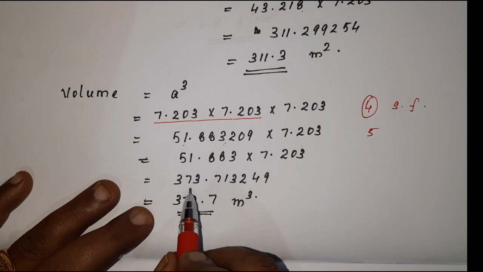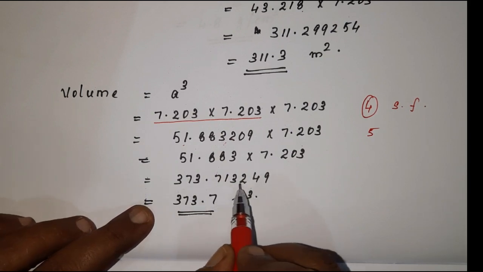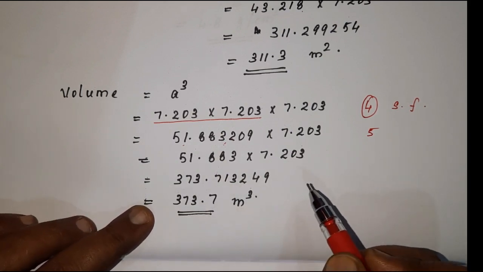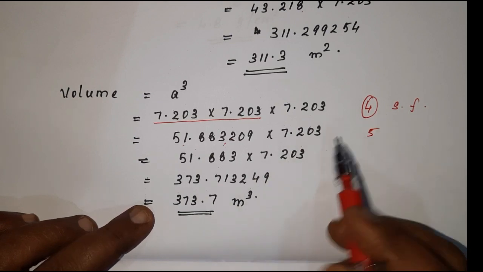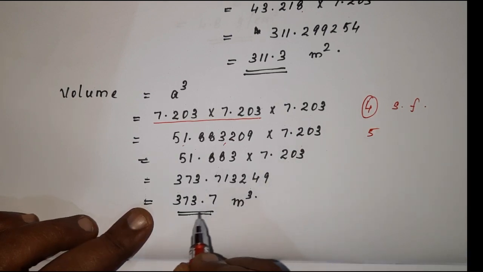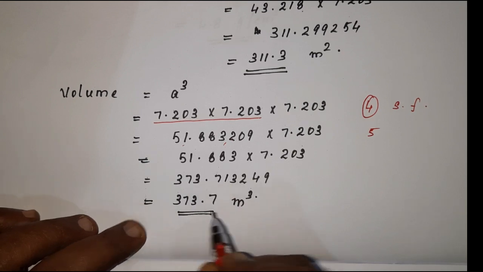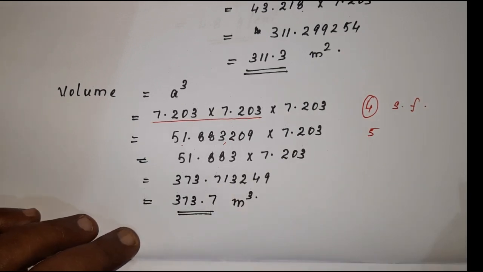Doing that, you will get 373.713249. That is the final answer. You have to retain only 4 significant figures. Doing the rounding as per the rules, you will get 373.7 meter cube. Hope the rule is clear to you.